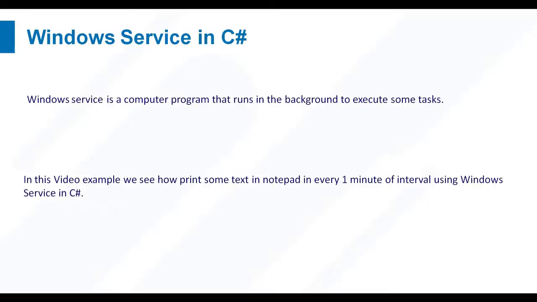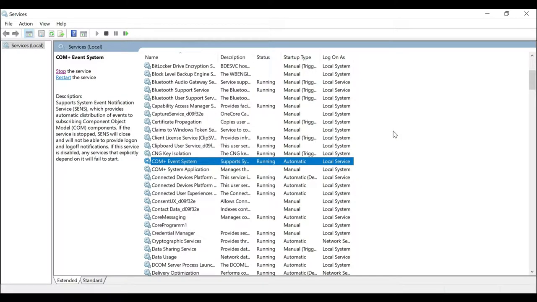In this video example, we see how to print some text in Notepad every 1 minute using a Windows service in C#. So let's get started. Let's take an example of a Windows service, create our service, then install our service and see how it works.